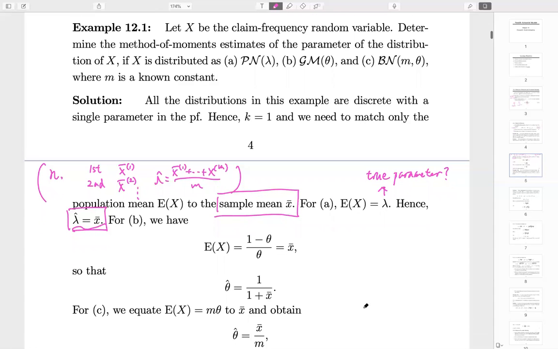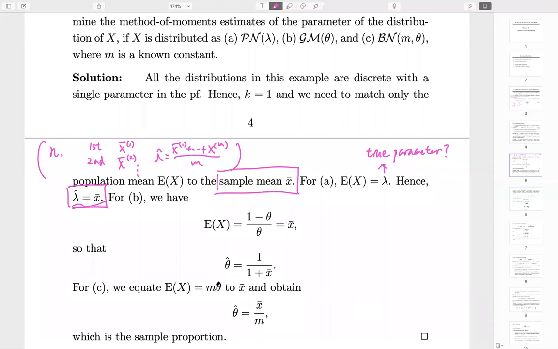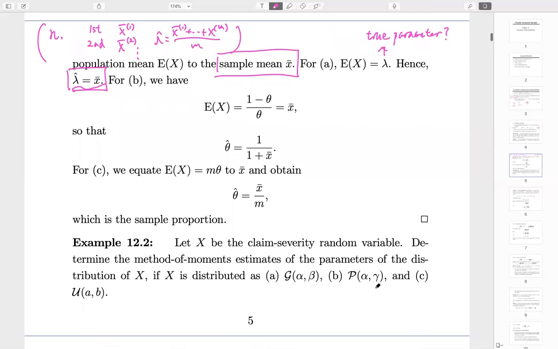For the same reason, when we have a binomial, we know the mean is m times theta. So here, theta is the unknown parameter. m is something we know, so we just divide by m, right? What if both m and theta are unknown? Then we need to go to the next moment, right? Then we need the second equation to help us solve this, right? That is something we actually do in the next example.